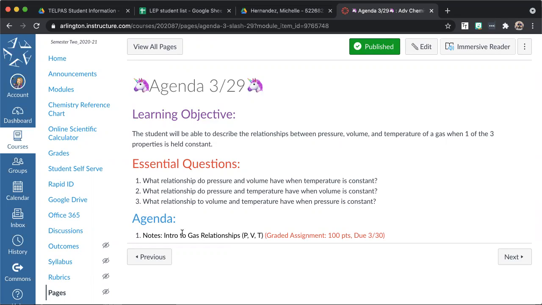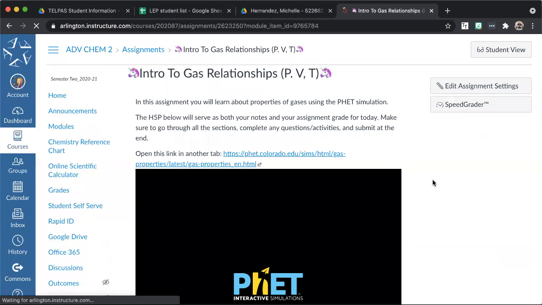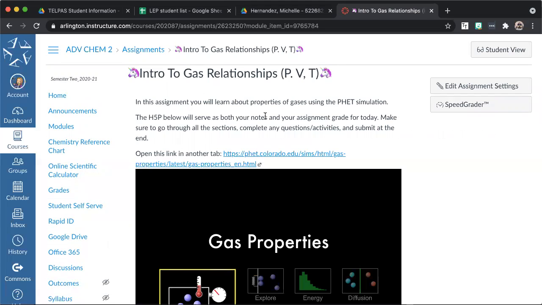Okay. And so what you're going to do is there is an online simulation that you're going to use to help you work through this. So I'm going to go to the next page. It's called a PhET simulation. PhET's the website. And so the H5P that's on this page is going to be your notes, and it's also going to be your grade for today, similar to what we did last week on Thursday.